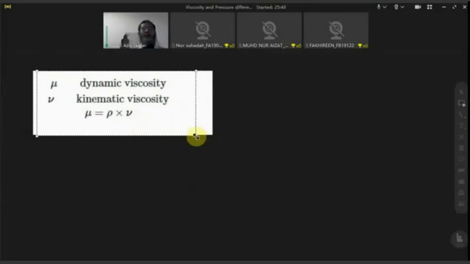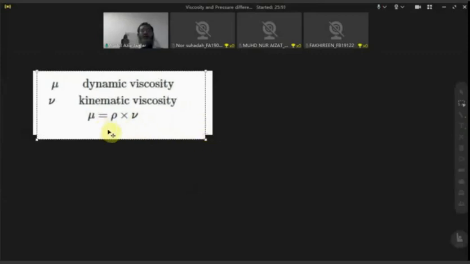Dynamic viscosity is a dynamic property. So the kinematic viscosity is given by a Greek symbol nu, right? And the functional relationship between dynamic viscosity and kinematic viscosity is that dynamic viscosity is equal to the density of the fluid times the kinematic viscosity. So this is the first definition about dynamic viscosity.